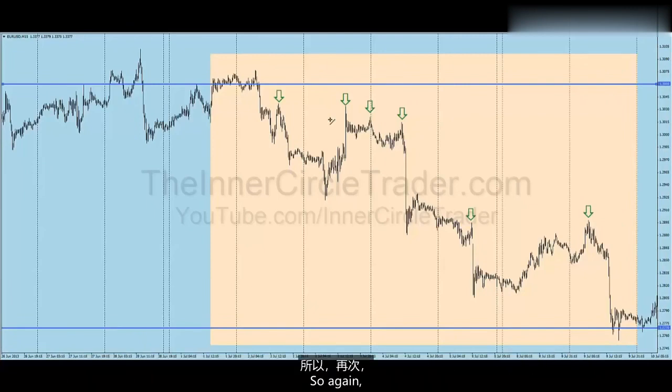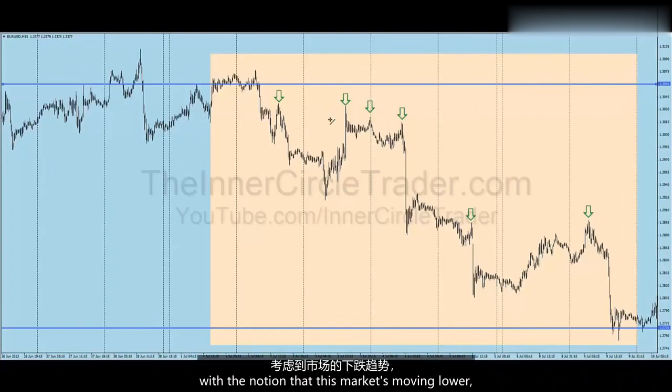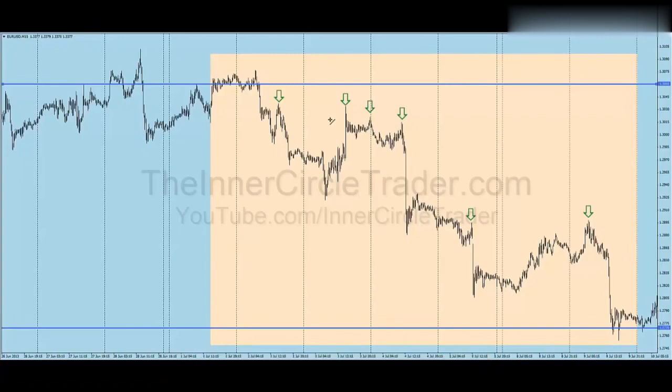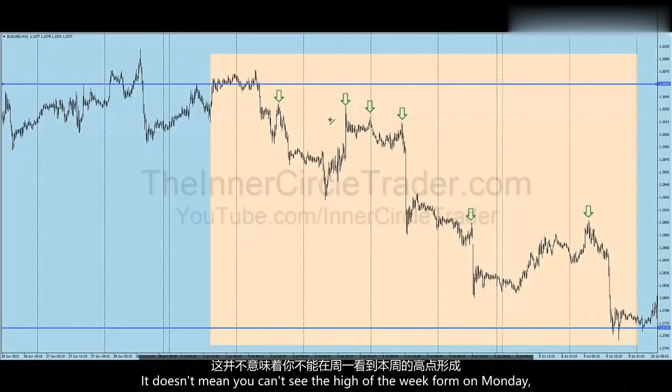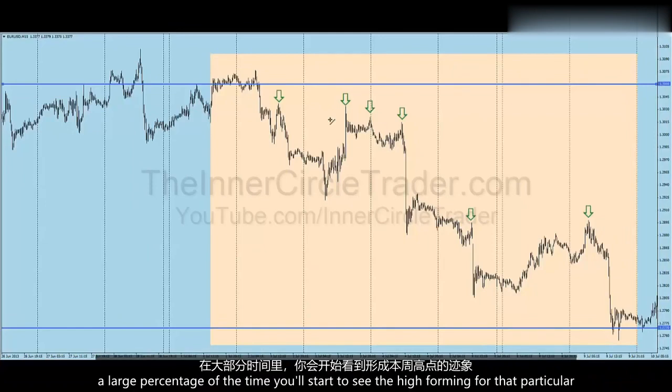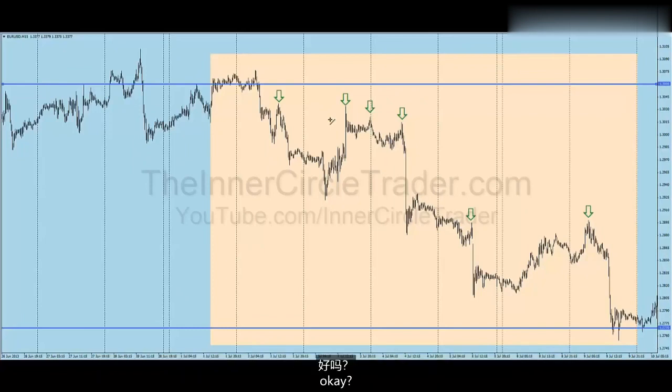Okay, so with the notion that this market's moving lower, we would reasonably expect to see the high of the week form on Tuesday, by Tuesday's London Open or Wednesday's London Open at the very latest. That doesn't mean you can't see the high of the week form on Monday. It just means that a large percentage of the time you'll start to see the high forming for that particular week by Tuesday's London Open. And you can see that as the event here.